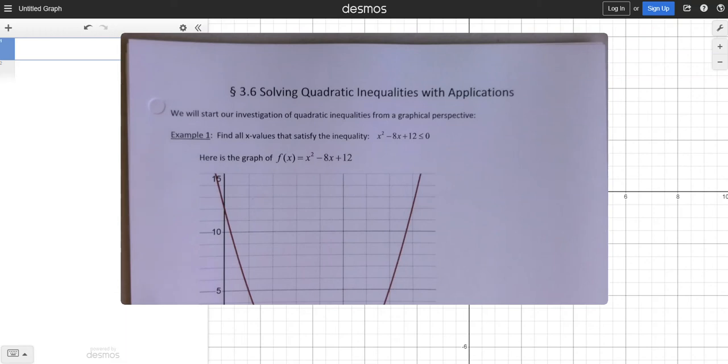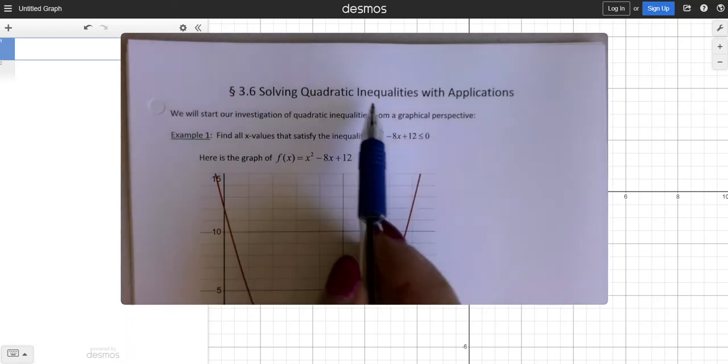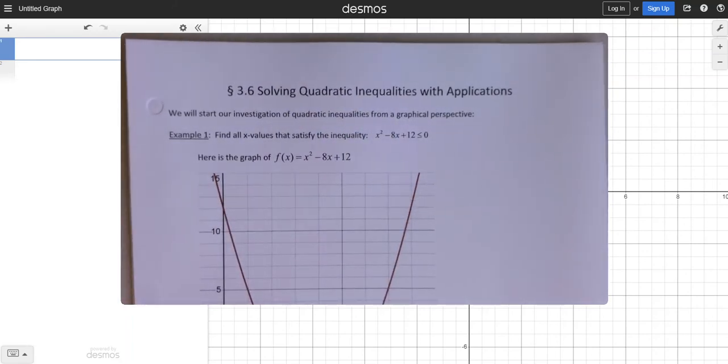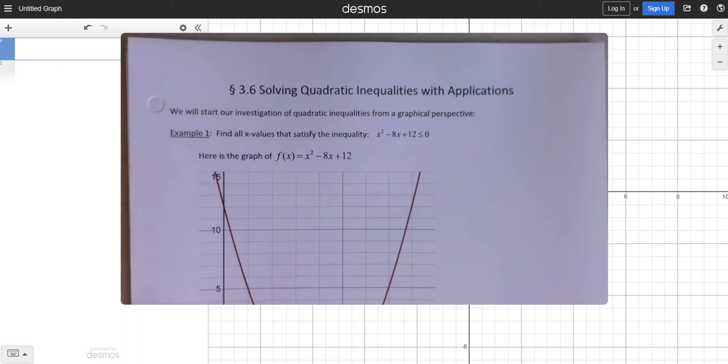We're looking at section 3.6 today. This time, instead of equations, we're going to be solving quadratic inequalities, and we'll also look at a few applications of those. I'd like to start by taking a look at this from a graphical perspective. So here's the problem we're trying to solve.